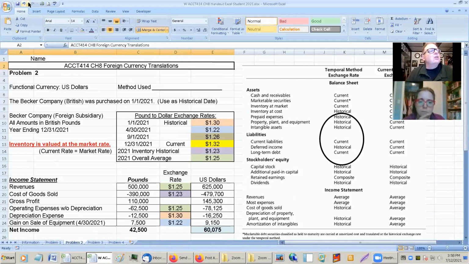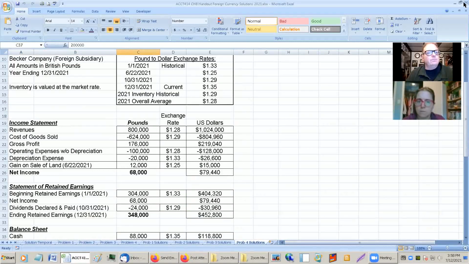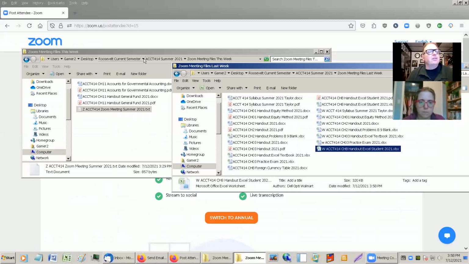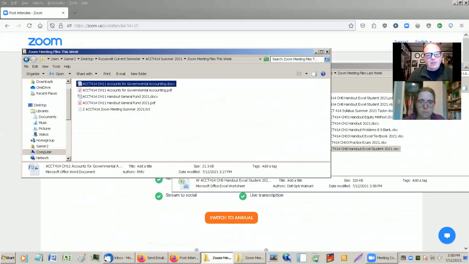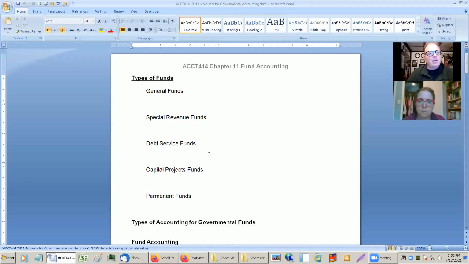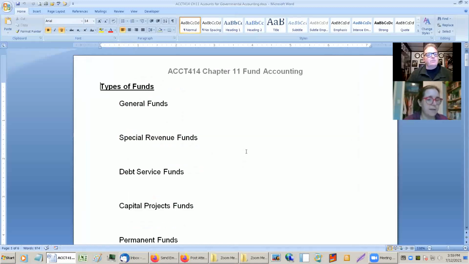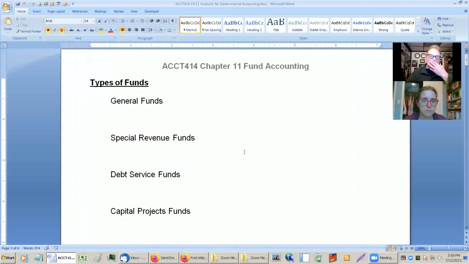Okay, so I'll send out a test on it later. And today I think we're just going to try to get familiar with the governmental accounting stuff. I think there should be one that says Chapter 11 Fund Accounting. Yes, we got that. So we're going to go over the basics of governmental accounting.